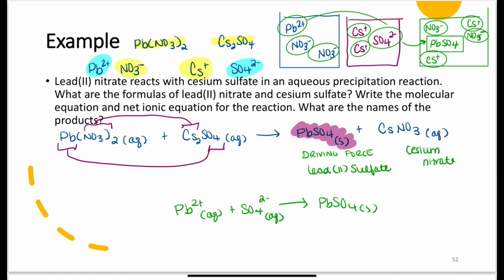The last thing I could ask, it's not asked in this question, but what if I asked you what the spectator ions were? The spectator ions are the ions that aren't going to do anything in the reaction itself. If I look at this reaction, the lead and the sulfate paired up to make lead sulfate. That's doing something. But the nitrate stayed floating around as nitrate. Cesium ion stayed floating around as cesium ion. So my spectator ions are my nitrate ions and my cesium ions.